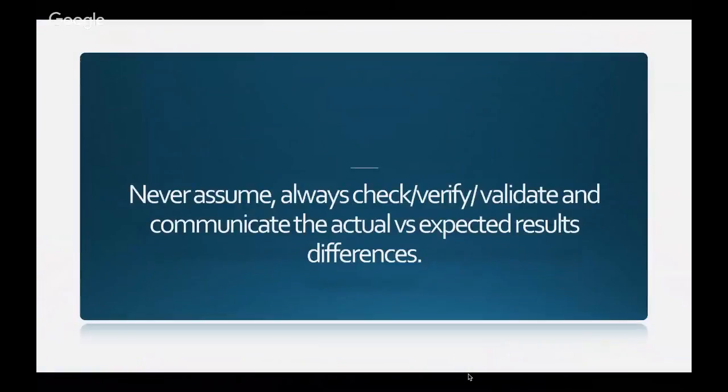Okay? So the first of the best practices is never assume. Always check, verify, validate, and communicate the actual versus expected result differences. Yes, friends. May it be a case you are a business user, or a business manager or a product owner, or a software tester or a software developer, and while working on some items you figure out that whatever you are doing, or the kind of output you are getting, or the product which you have designed, is working in a little different way than it is expected to, and you see a little bit of differences.